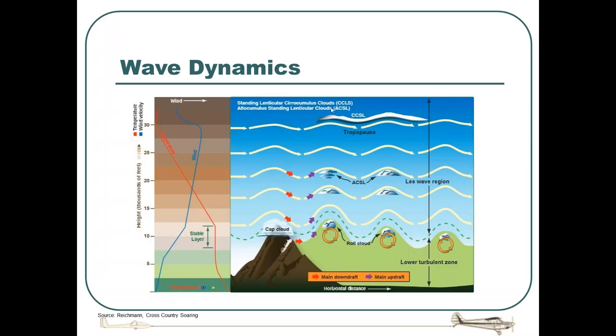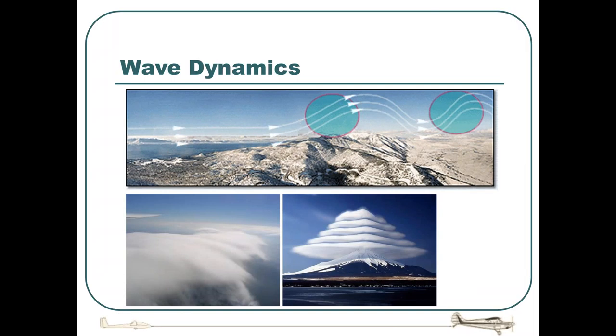Here's just a different picture of that. I found this one in the FAA book, same type of thing: a cap cloud over the mountain formed, the rotors, the roll clouds, etc. Just a different way of looking at it. It's really, really nice to fly in these conditions, but they happen few and far between. You do occasionally see them here.